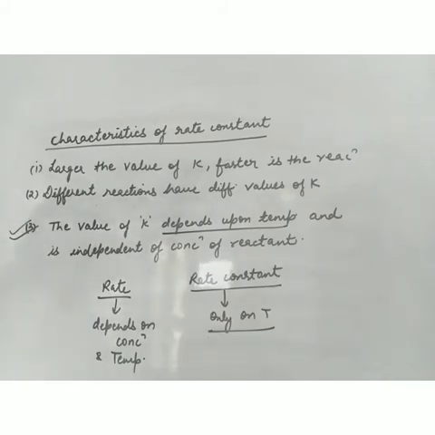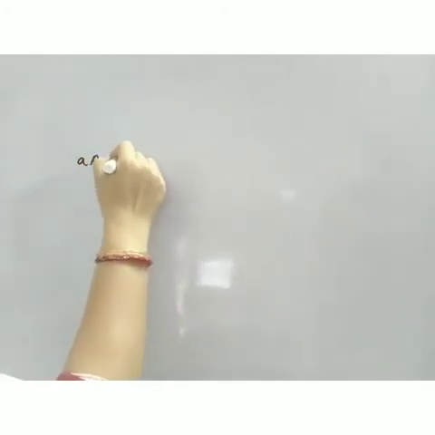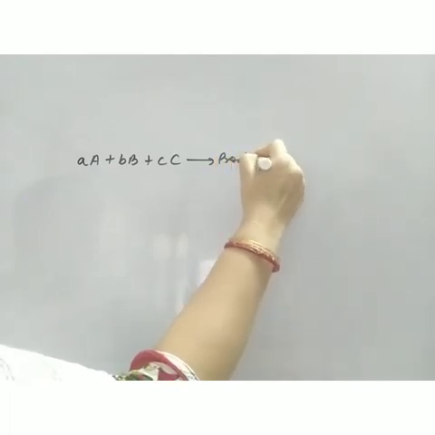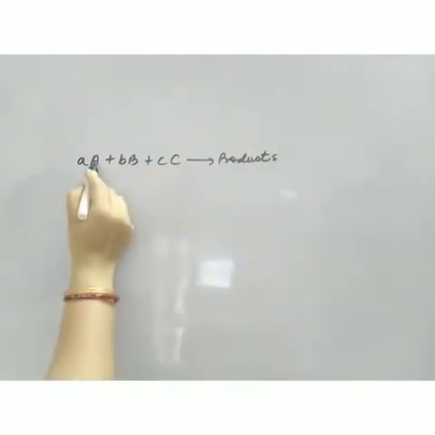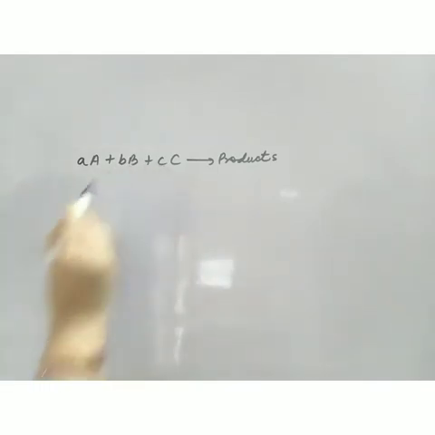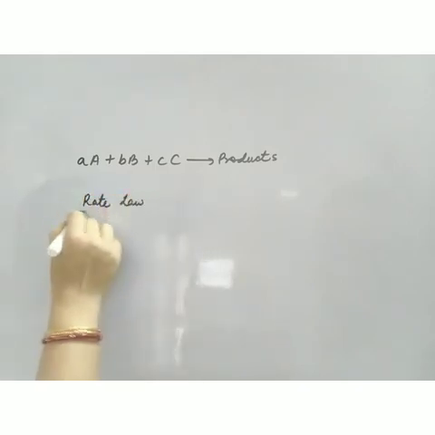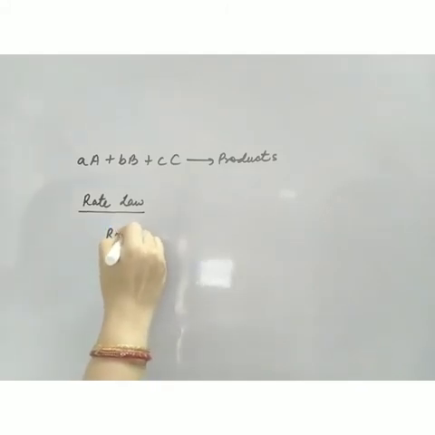So if any reaction is given to us, we can write the rate law for that reaction. Now suppose the reaction is like this, where A, B and C are the reactants, and small a, small b and small c are the stoichiometric coefficients. Then how to write the rate law for this reaction? We'll write the rate law like this.